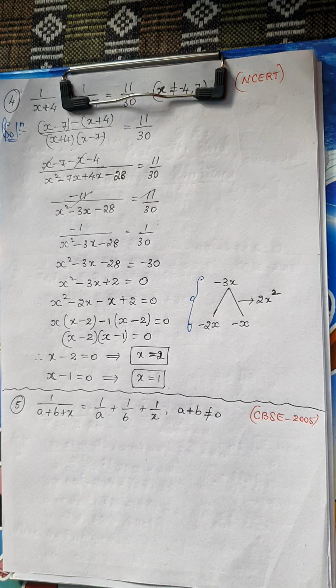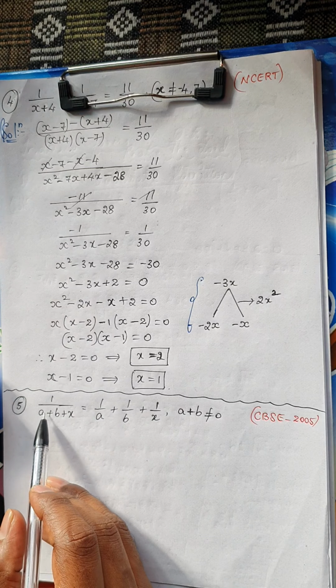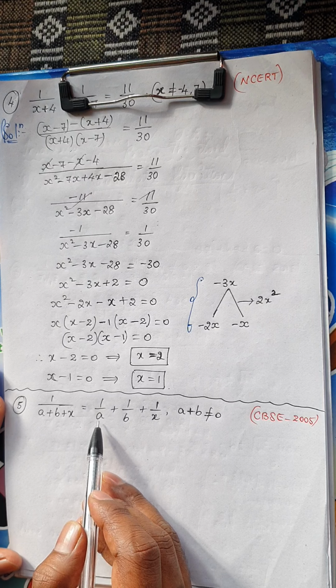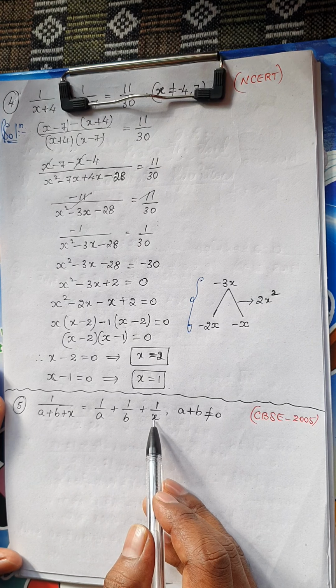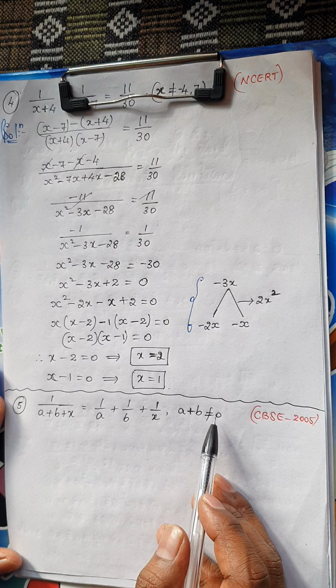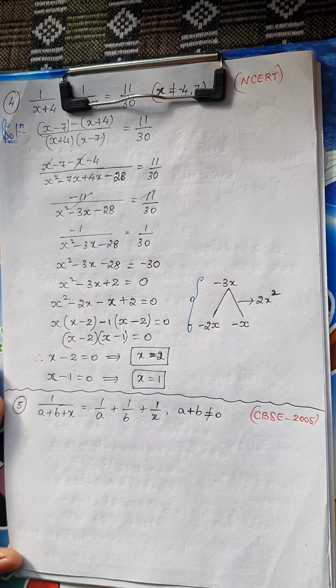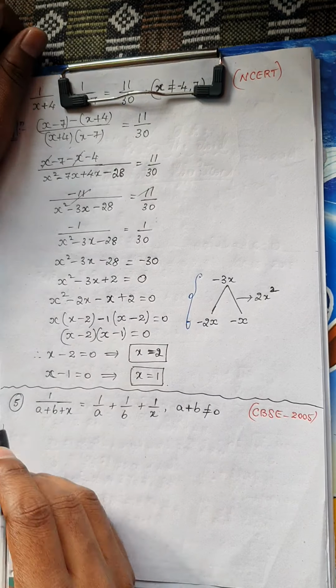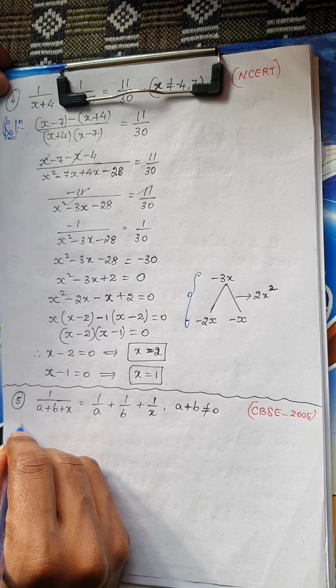Dear students, let's move on to one last question of this type for this session. I have the fifth question: 1 divided by a plus b plus x is equal to 1 by a plus 1 by b plus 1 by x. Here a plus b should not be equal to 0. This question was asked in CBSE 2005. So let's solve this question.